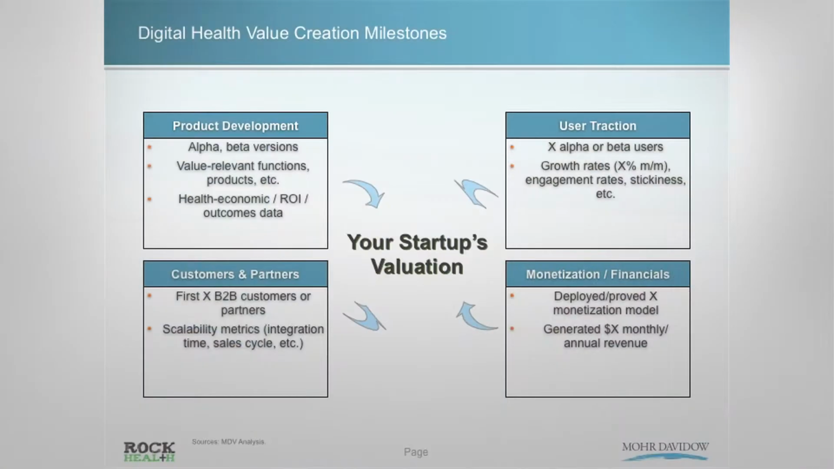But how does this apply to digital health? That's what you need to start thinking about. The first thing to think about is what the value creation milestones are for your digital health startup. Here are some examples of how you might think about that. We've broken this out into 4 categories. The first is product development, the second is user traction, customers and partners, and monetization financials. So let's start with product development first.